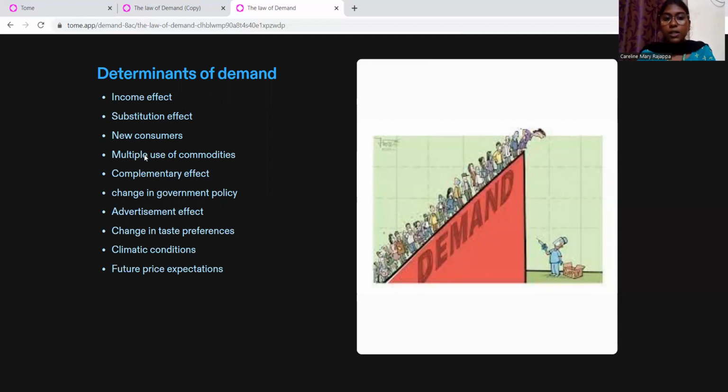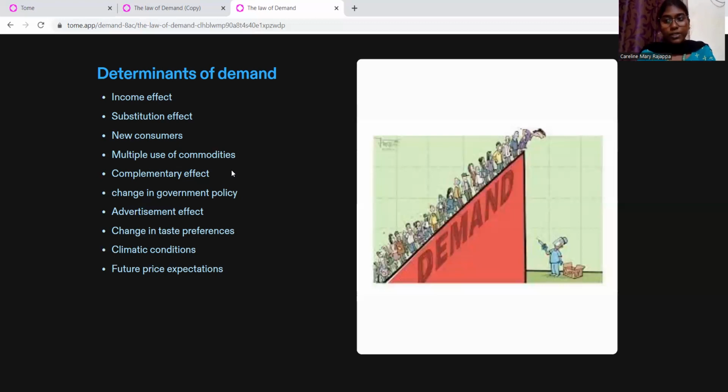Next comes the multiple use of commodities. For example, take milk. Milk can be used as a food item, for making curd, ghee, butter, or paneer. It is used in various items. It is a multiple-use commodity. So the demand for milk is very high, and that determines the demand.